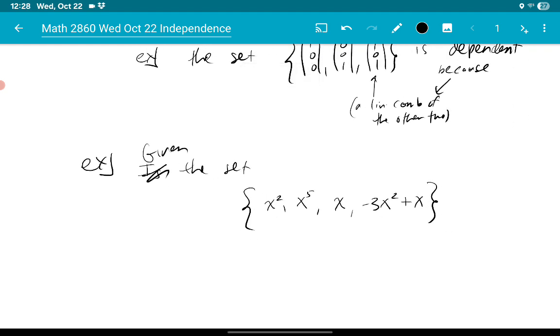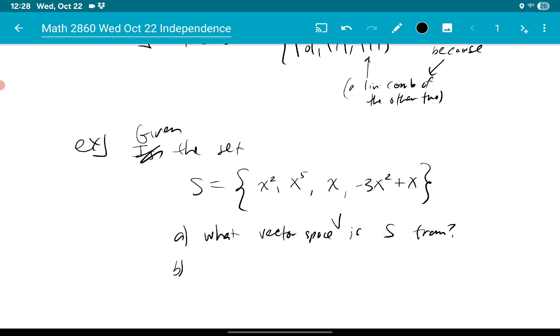Given the set right here, A, what vector space do these objects come from? So what vector space is S from? We usually call that big vector space V. And B, the second question: is S independent or dependent?